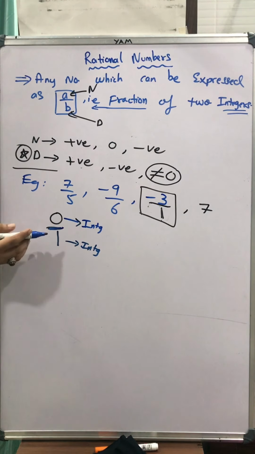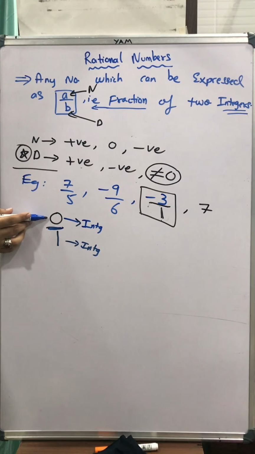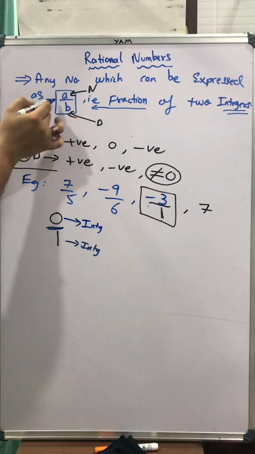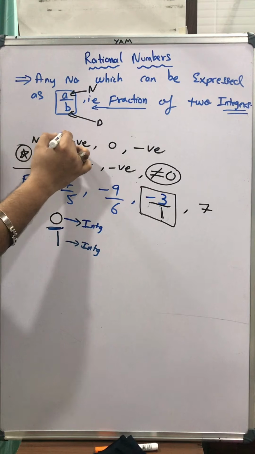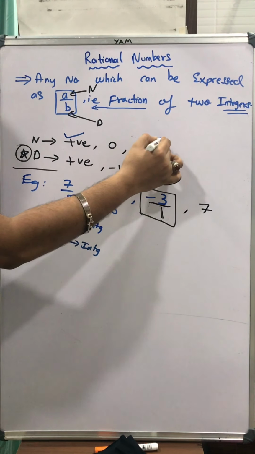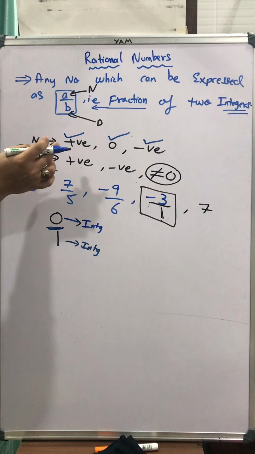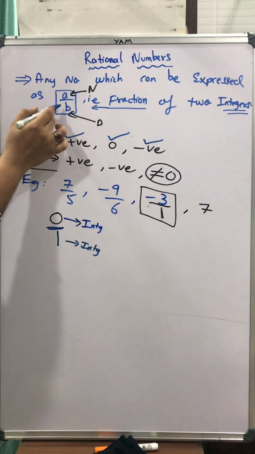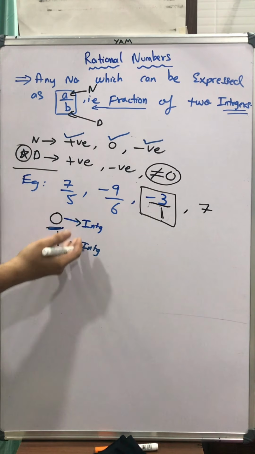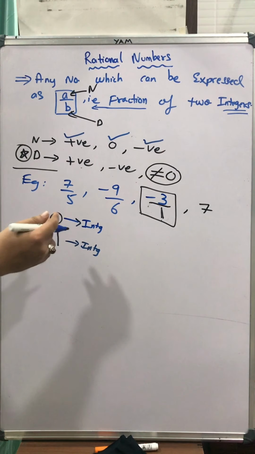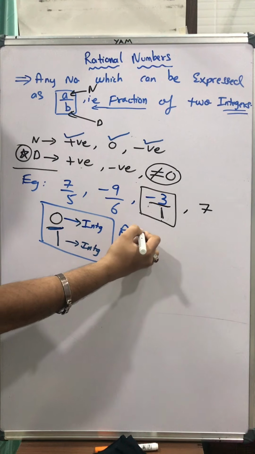So can I say this also fits in our case: 0 is an integer. The numerator can have all the positive integers, all the negative integers, and even 0. But we have an exception in the denominator. The denominator should not be equal to 0. So here the denominator is 1, it's not equal to 0. So 0 upon 1 is also a rational number.